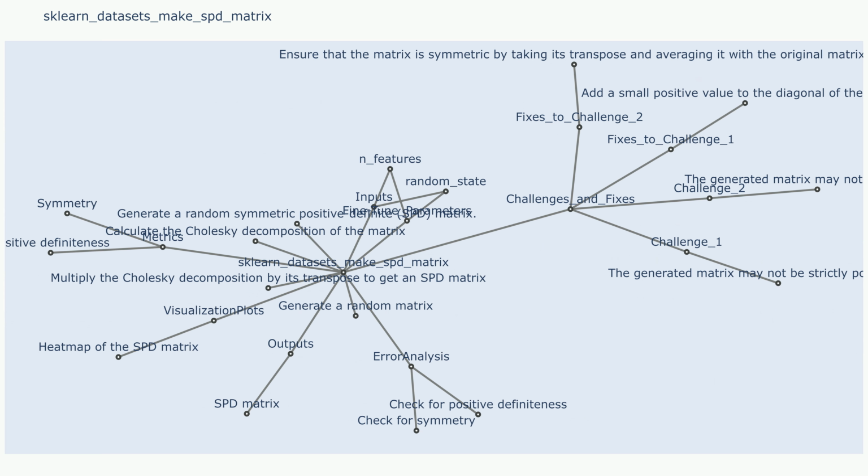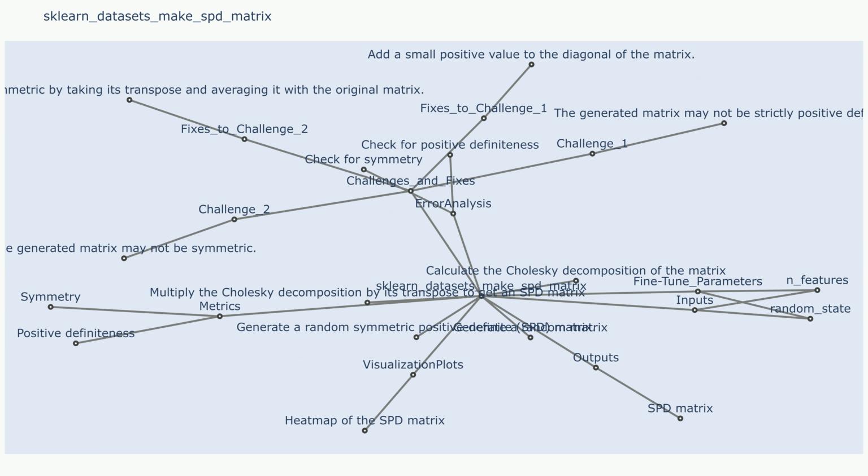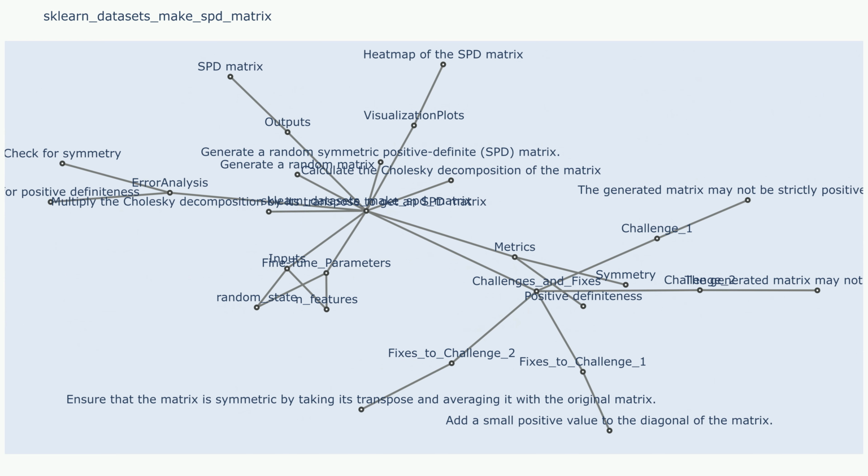random_state: an integer, a random state instance, or None (default). If int, random_state is the seed used by the random number generator. If a random state instance, random_state is the random number generator. If None, the random number generator is the random state instance used by np.random. Outputs.